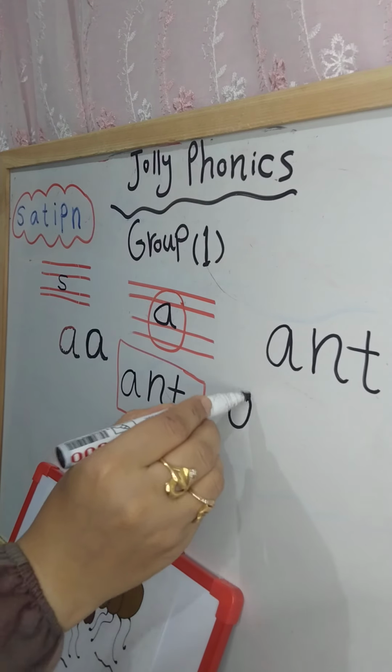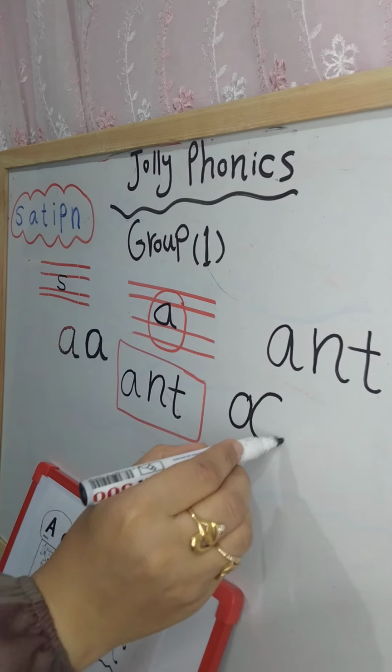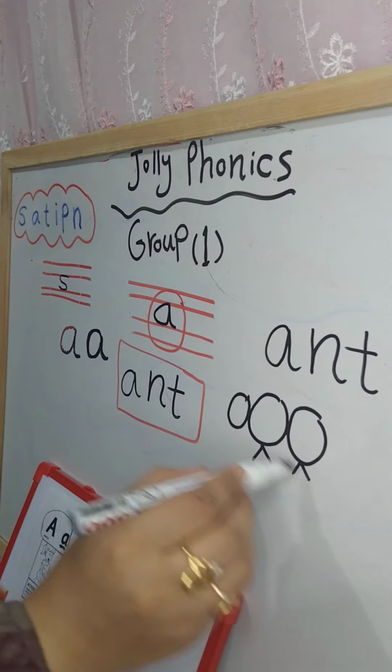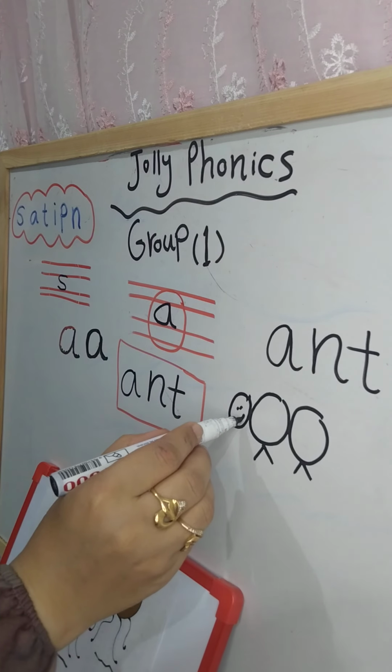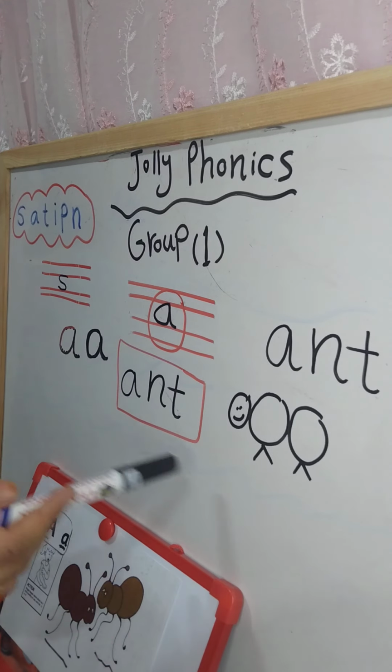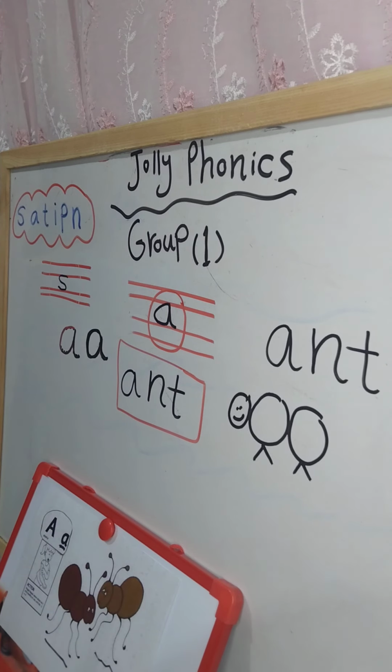Let's try to draw an ant. Yes. The ant is smiling. Hello, ant. This is a. Ant, a, ant, a, ant. Yes. Also, we have many other words with a sound.